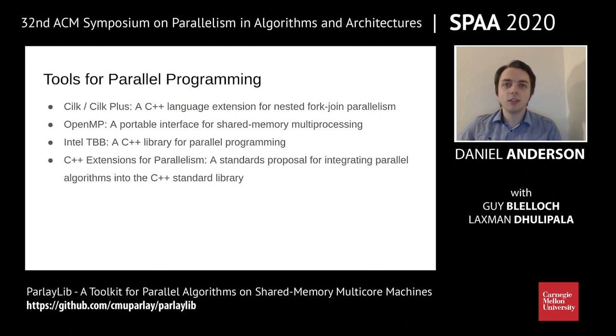And recently, there's also been a standards proposal from the C++ community that tries to integrate parallel versions of many of the common C++ standard library algorithms into the library standard. So while these tools all provide useful things for parallel programming, they don't necessarily have the kind of high-performance, wide range of parallel primitives that you need to implement really high-performance parallel algorithms. So to fill in that gap, we built ParlayLib.